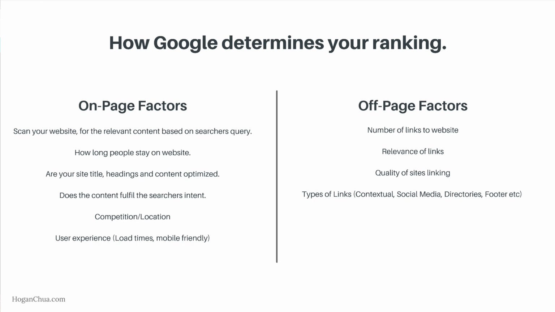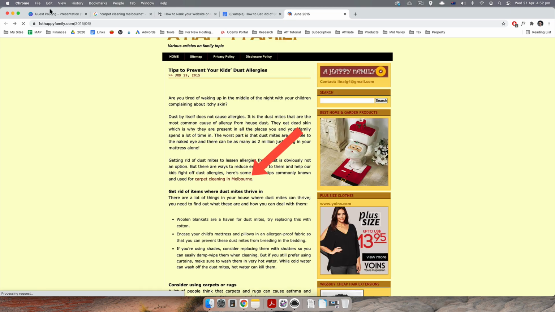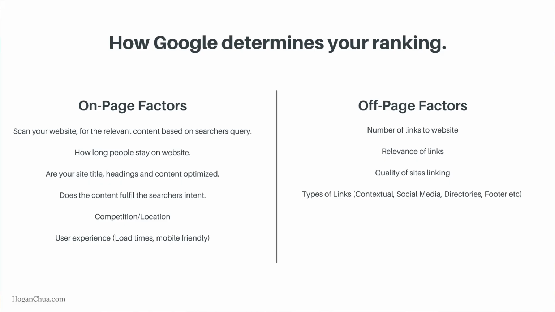Now, there are also some subtle things, for example, the relevance of the links, the quality of the links, and the types of links, such as a contextual link. A contextual link basically means that the link is within the content, right? Those are normally worth more than links you get from your social media profile, from directories, or from your footer section, and things like that.